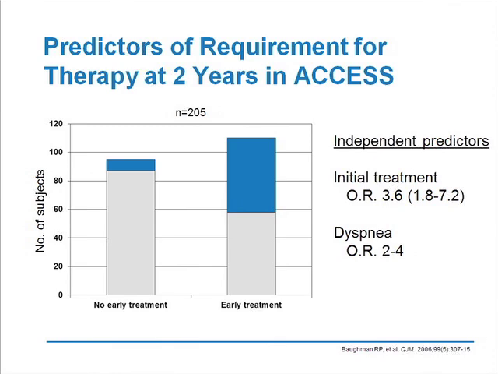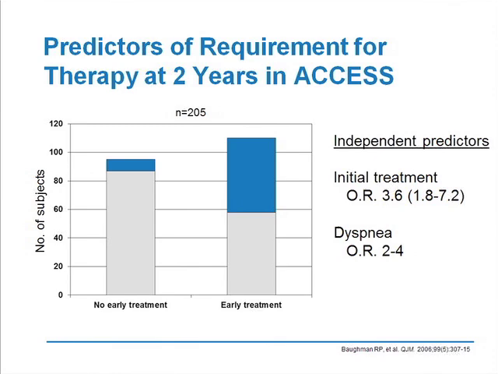In that study, the only independent predictors of ongoing need for treatment at 2 years were either the need for treatment early on or higher levels of dyspnea. Things that have been thought to be independent predictors in the past, such as race, age, gender, or pulmonary function tests, were not important in this analysis.